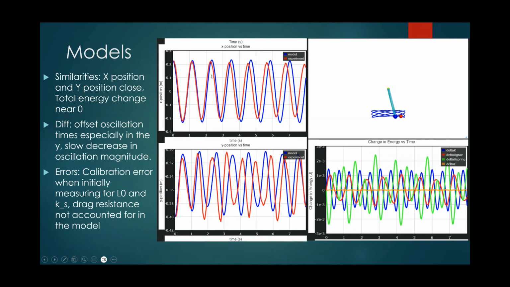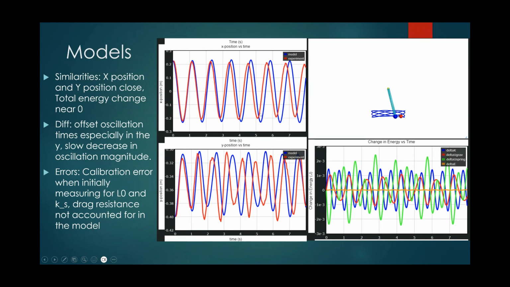Differences are that our oscillation times are offset, especially in the y direction, and that the oscillation magnitude slowly decreases over time. As you can see here, they're kind of close. At the end, this x magnitude is a little bit further from the model data. Some errors, especially for the distance, are either our delta t was off, as I was having trouble earlier trying to get these graphs to align, and most likely calibration error when trying to measure our spring constant and resting length of the spring, and drag resistance not accounted for in the model, which accounts for the differing oscillation magnitude.